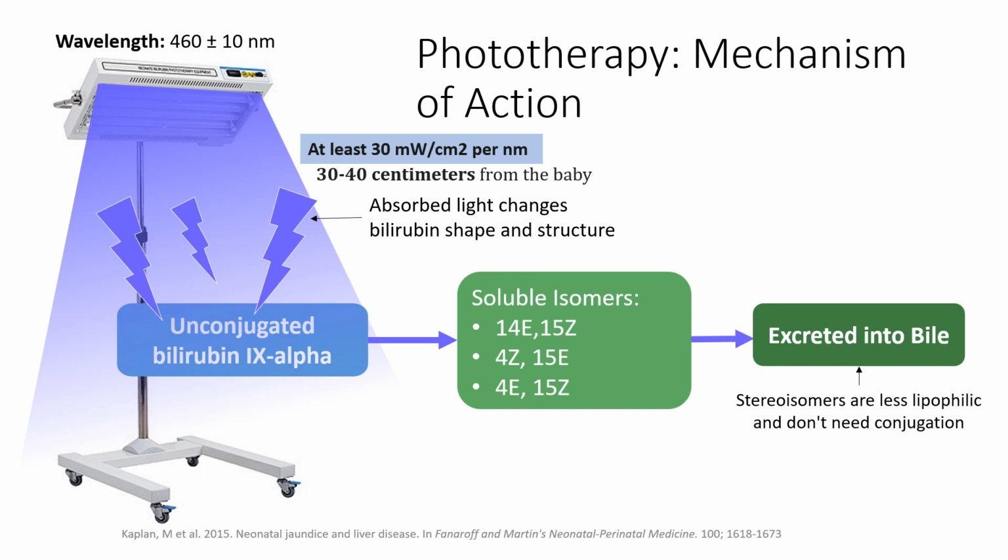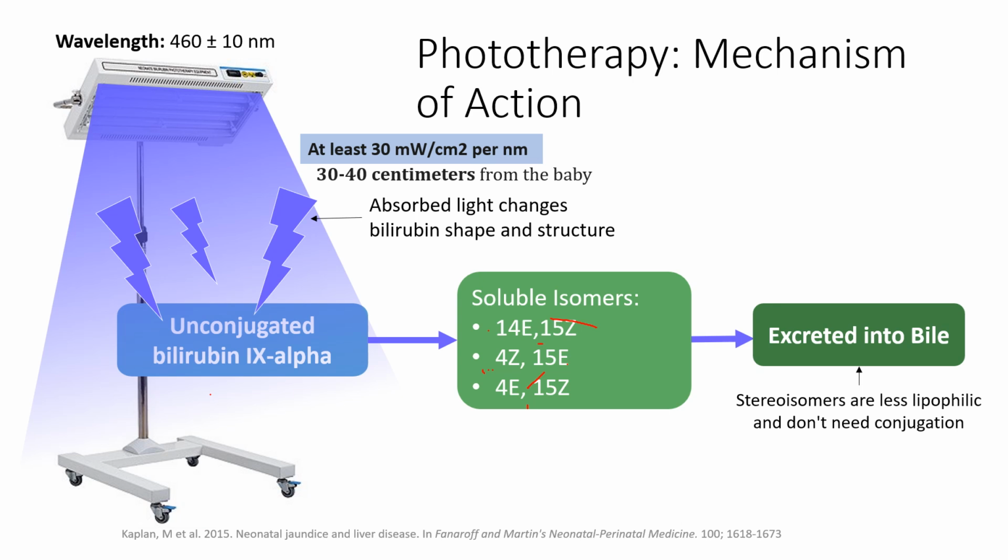Very good. Let's talk now about phototherapy, how it works, and what changed from the 2004 guidelines to the 2022 guidelines. Number one, the recommendation is to use LED light. How does it work? The blue light from the LED light is absorbed, the bilirubin's shape and structure change, and it becomes more soluble isomers. So the unconjugated bilirubin absorbs the light and changes to a soluble isomer that is excreted in the bile and becomes less harmful, less lipophilic, and does not need conjugation.